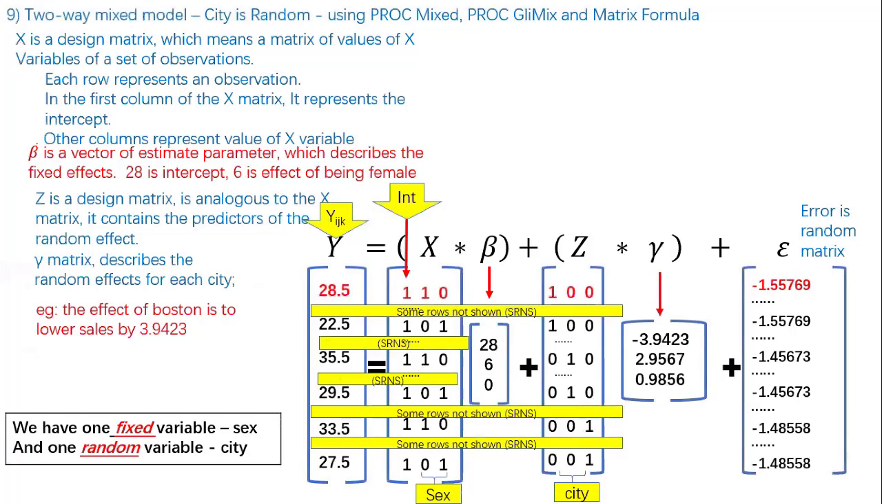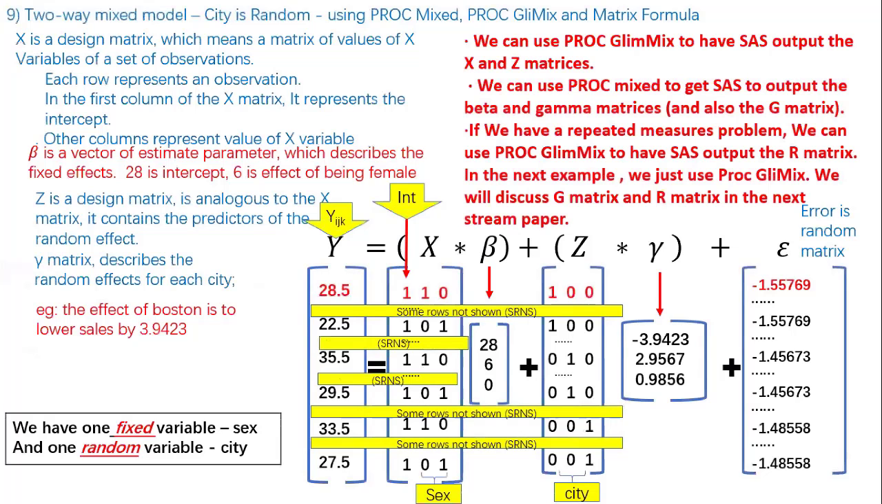We have 1 fixed variable, sex, and 1 random variable, city, in our model. We can use proc mixed to have SAS output the X and Z matrix. We can use proc mixed to get SAS to output the beta and gamma matrix, and also the G matrix. If we have a repeated measures problem, we can use proc mixed to have SAS output the R matrix. In the next example, we will use proc mixed. We will discuss the G matrix and R matrix in the next video.